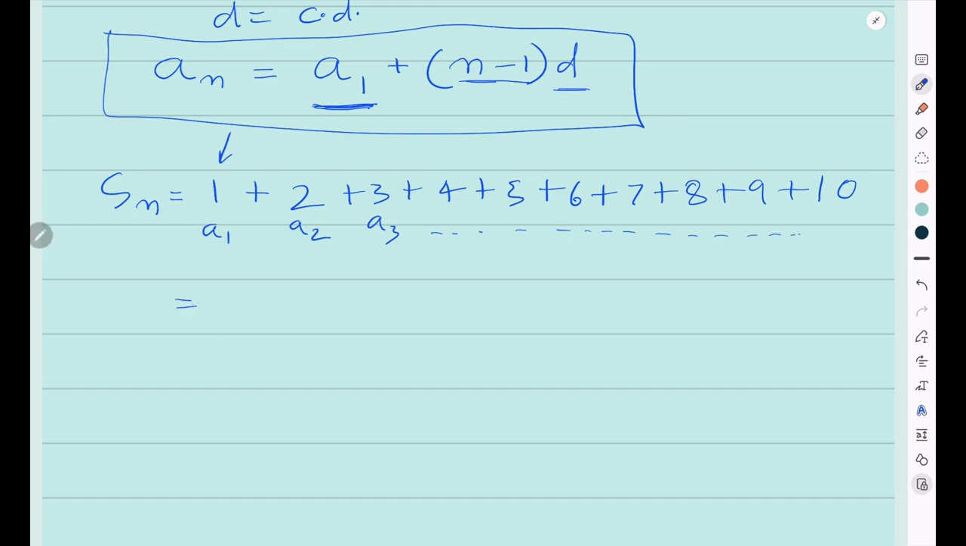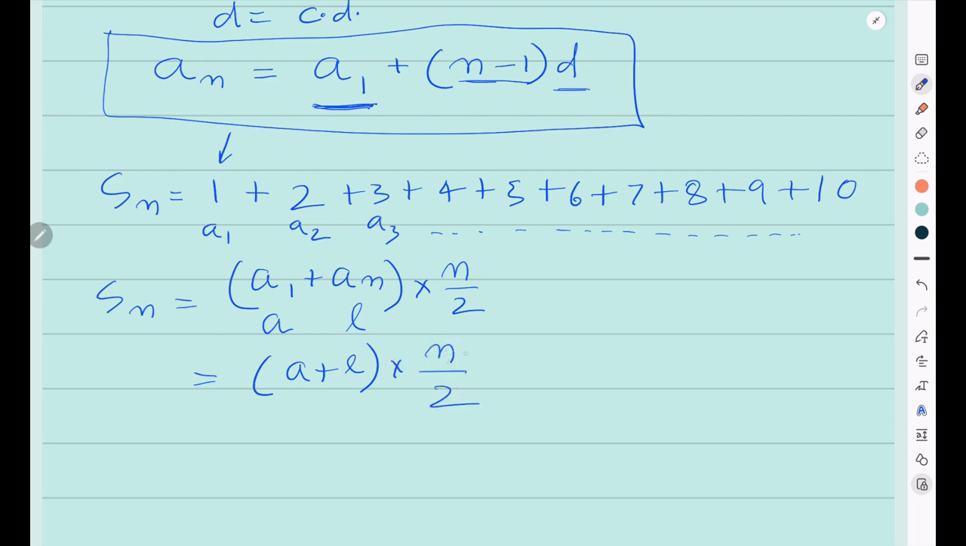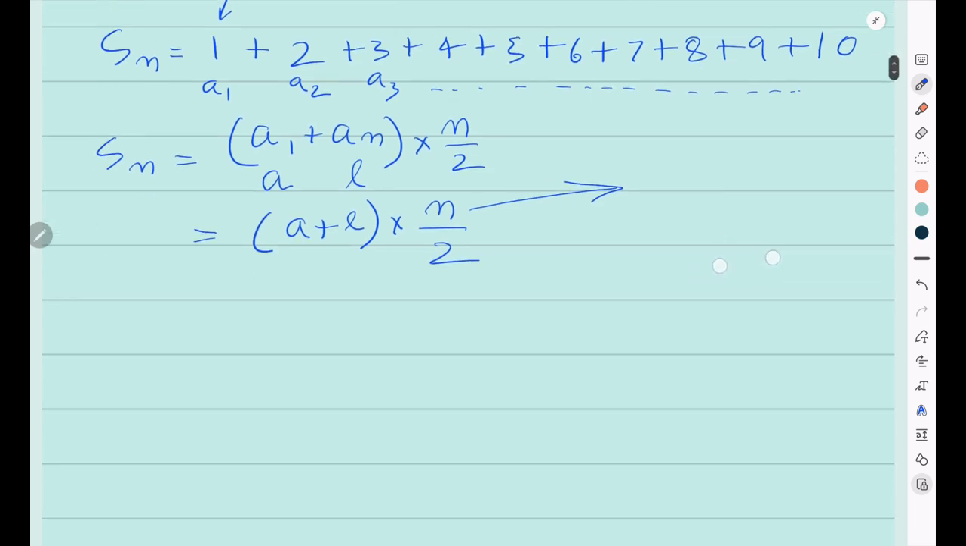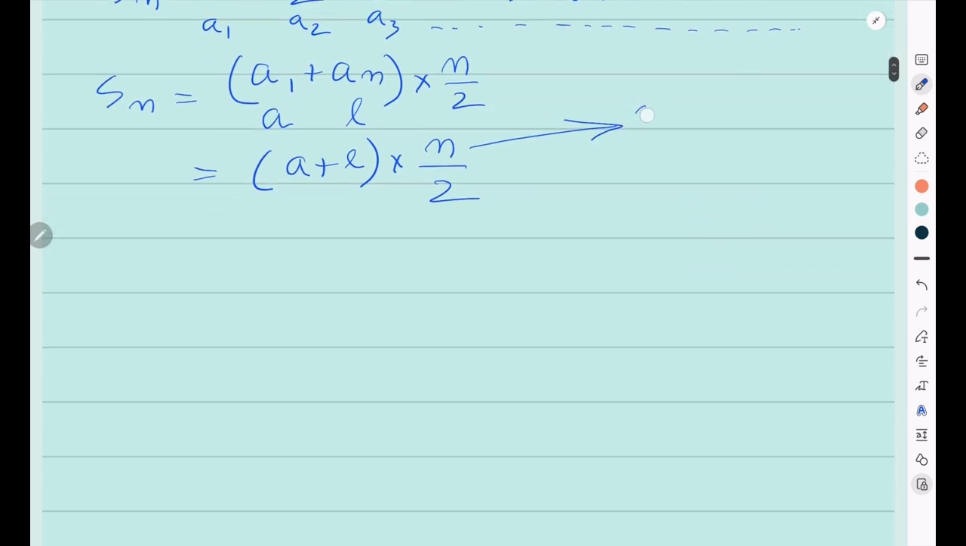One formula for the sum of all the numbers in an AP is first term plus last term, multiplied by n by 2. Okay, so this is the formula. Generally the first term is denoted as A, and the last term may be L or something like that. In that case, this formula will be (A plus L) multiplied by n by 2. What is n? n is the number of terms.